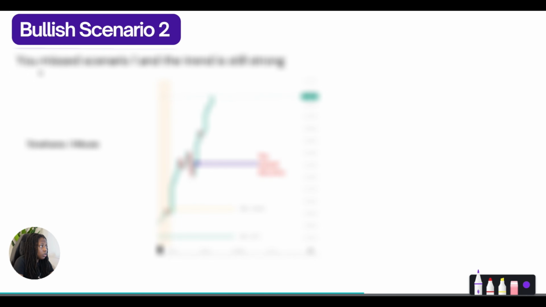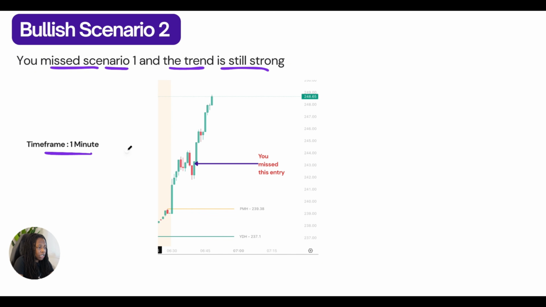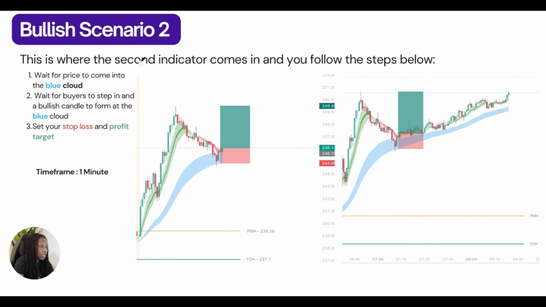So scenario 2, you missed scenario 1 and the trend is still going strong. Remember, you're still watching that 1-minute time frame. You missed that entry right here. And maybe you even sold because your 1:2 risk to reward hit and you're like, oh, it can't continue to go higher. But you see that it does. And you're wondering, okay, should I just give up on this trade or should I enter this trade? This is where scenario 2 comes in and the second indicator comes in.